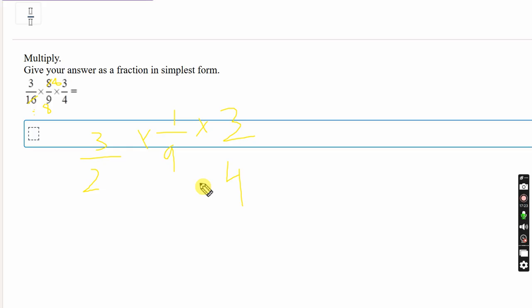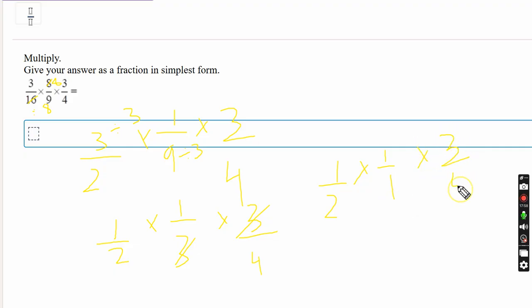Now what are we going to do? Again, we're going to see if there's anything else that we can cancel. So 3 and 9, right? We know that 9 is a multiplication of 3. Remember, your multiplication has to be strong for this. So you have to know which number is in which multiplication. So 3 divided by 3 is 1 over 2 times 1 over 3 times 3 over 4. Again, you can find another one, numbers across 3 and 3. So you cross this out and you cross this out. So you get 1 over 2 times 1 over 1 times 3 over 4.